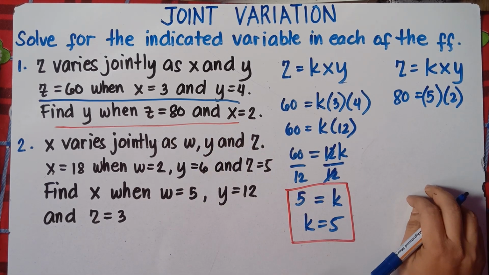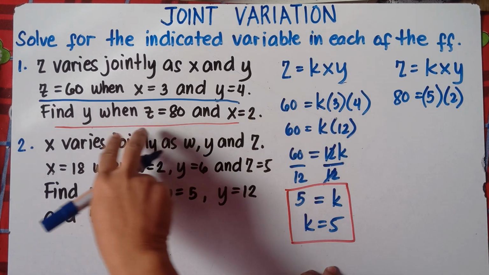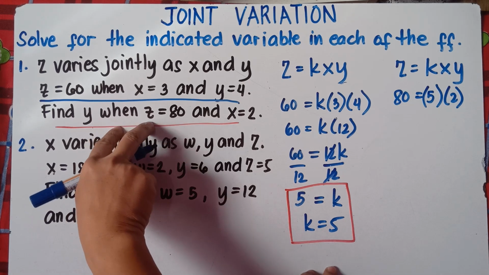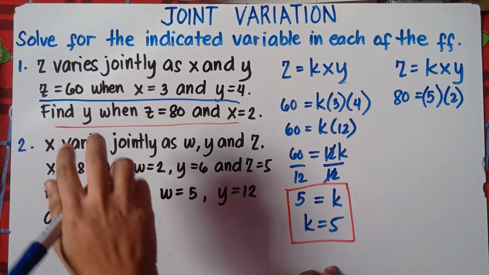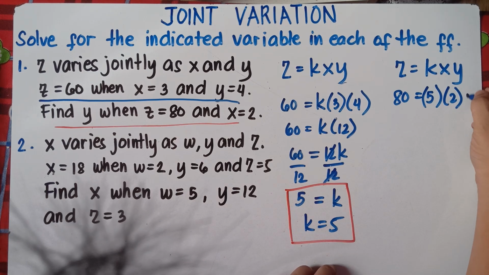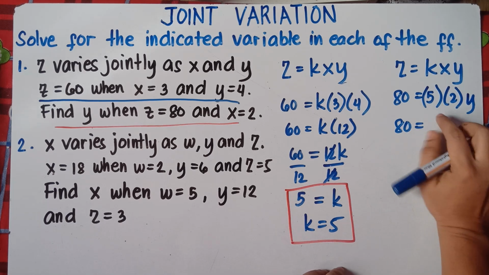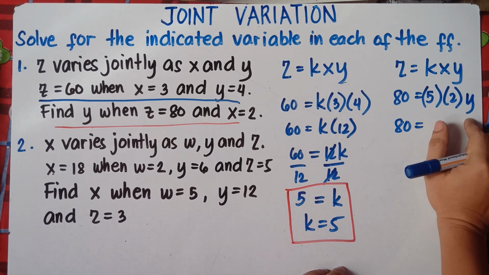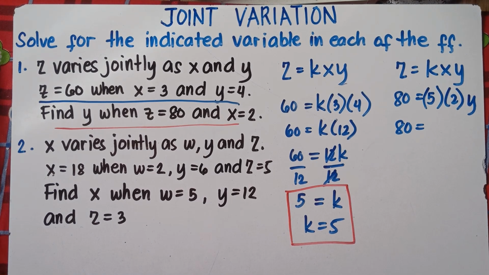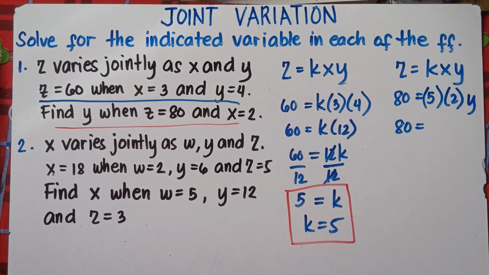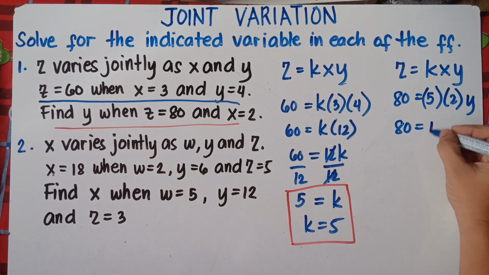And our y, class. Do we have the value of y? Nope, we don't have the value of y in our last statement. We are told to find y, so simply write y. This will be 80 equals 5 times 2 times y. So what's the answer, class? 5 times 2 times y. 5 times 2 is 10, times y, that is 10y.